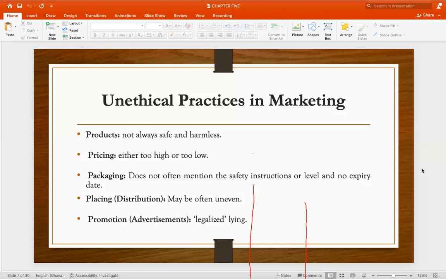Packaging often does not mention the safety instructions or the level, or has no expiry date. You see people get the product, the expiry date is there, you repackage it, and some will not even put an expiry date at all. It's unethical. People must know when those products are going to expire, the shelf life of those products.